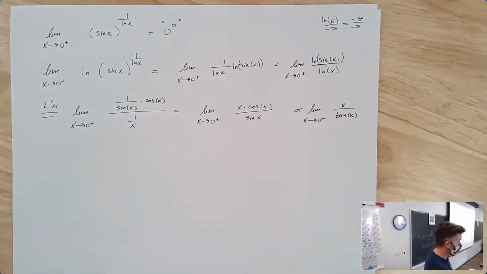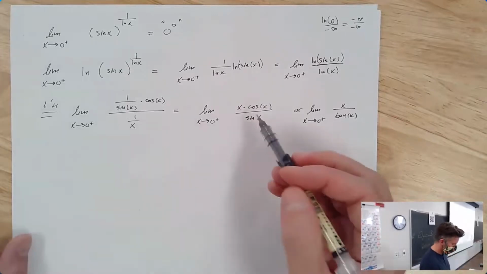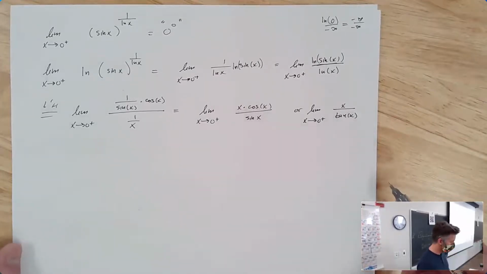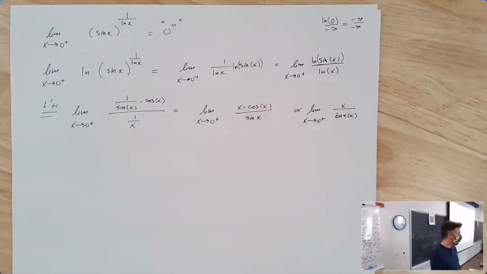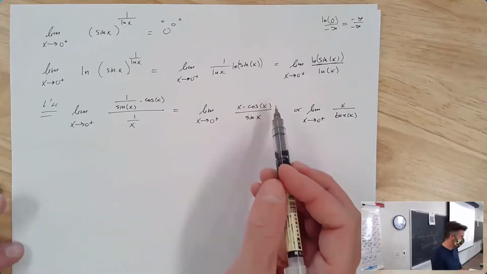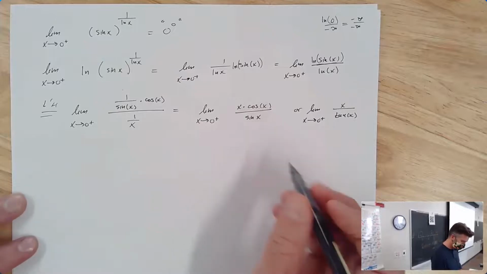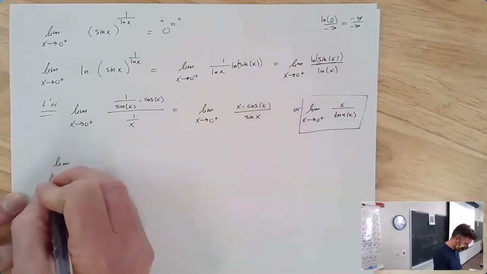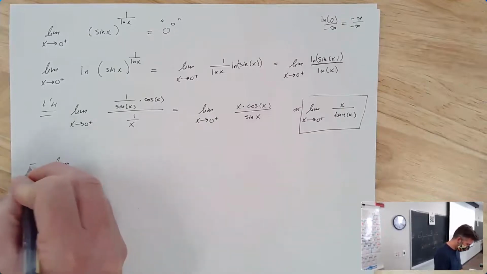Either way, I have a 0 over 0. Here I have 0 times 1 over 0. Here I have 0 over tangent of 0, which is 0. I think the second way looks better, right? I don't want to use the product rule if I don't have to. So using the second expression, I get the limit as x goes to 0 from the right.